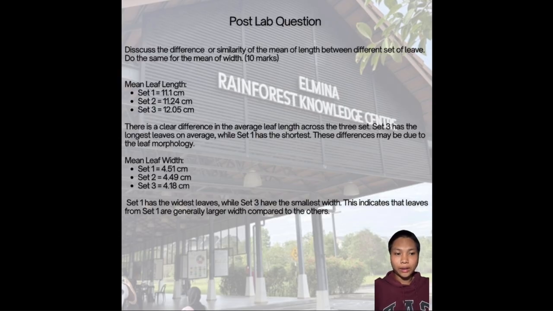There is a clear difference in the average leaf length across the 3 sets. Set 3 has the longest leaves on average, while set 1 has the shortest. This difference may be due to leaf morphology. The mean leaf width for set 1 is 4.51 cm, for set 2 is 4.49 cm, and for set 3 is 4.18 cm. Set 1 has the widest leaves, while set 3 has the smallest width. This indicates that leaves from set 1 are generally wider compared to the others.